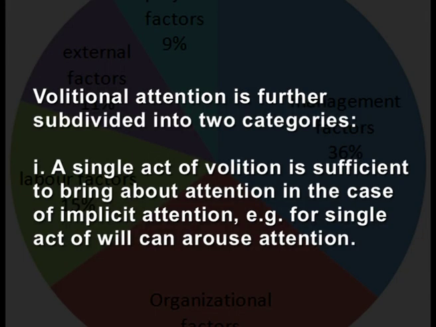Volitional attention is further divided into categories. A single act of volition is sufficient to bring about attention in the case of implicit attention, that is, a single act of will can arouse attention. In explicit volitional attention, we need repeated acts of will to sustain it, that is, here attention is obtained by repeated effort.